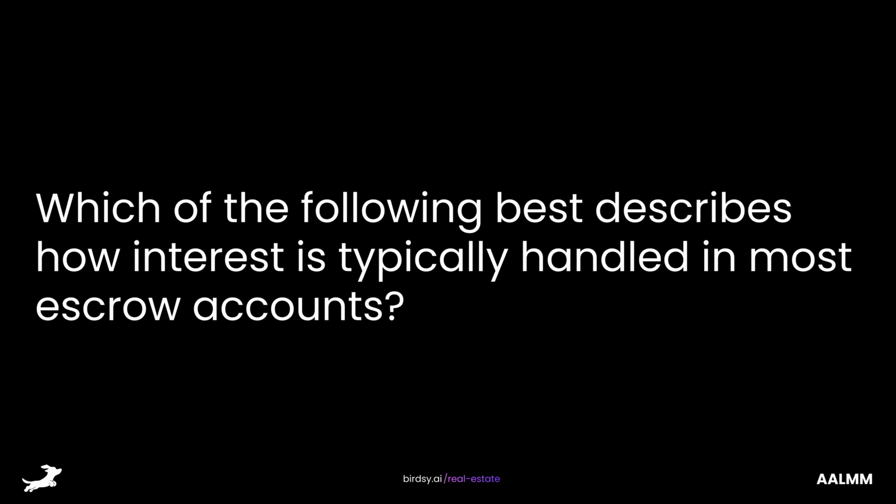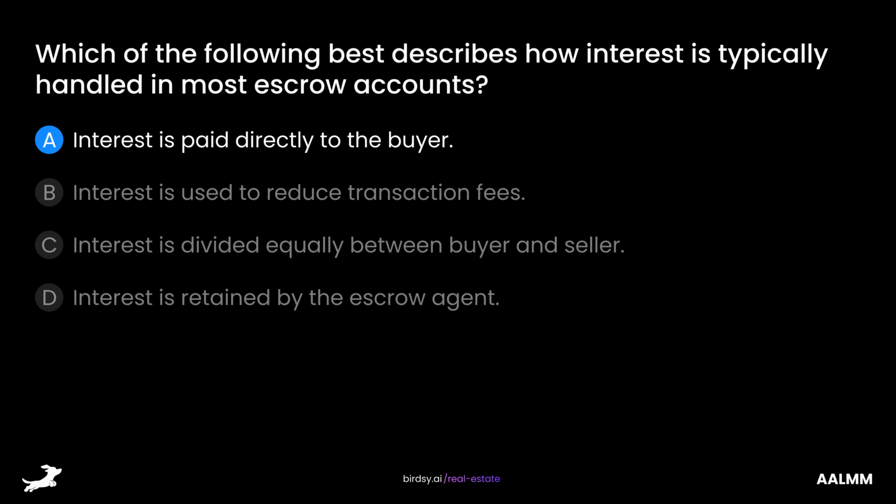Which of the following best describes how interest is typically handled in most escrow accounts? Is it A, interest is paid directly to the buyer, B, interest is used to reduce transaction fees, C, interest is divided equally between buyer and seller, or D, interest is retained by the escrow agent? The answer is D, interest is retained by the escrow agent.